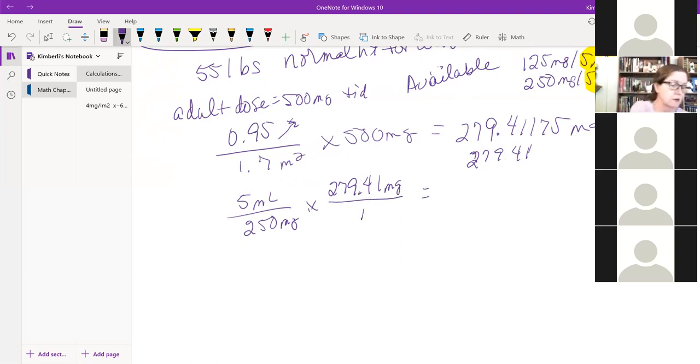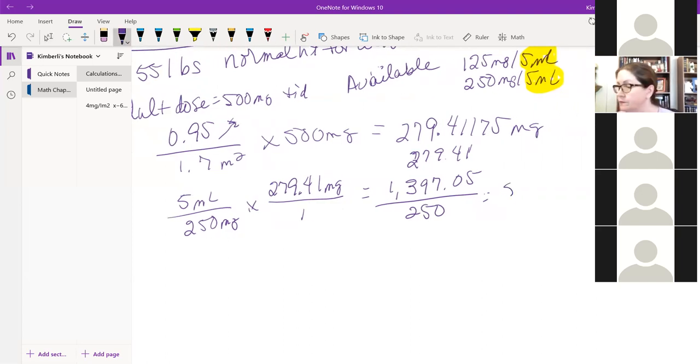Okay, so the answer is B, yeah. We have 5 times 279.41, and I'm going to keep it with two decimal places here. 1,397.05 divided by 250 is 5.588. Yep.